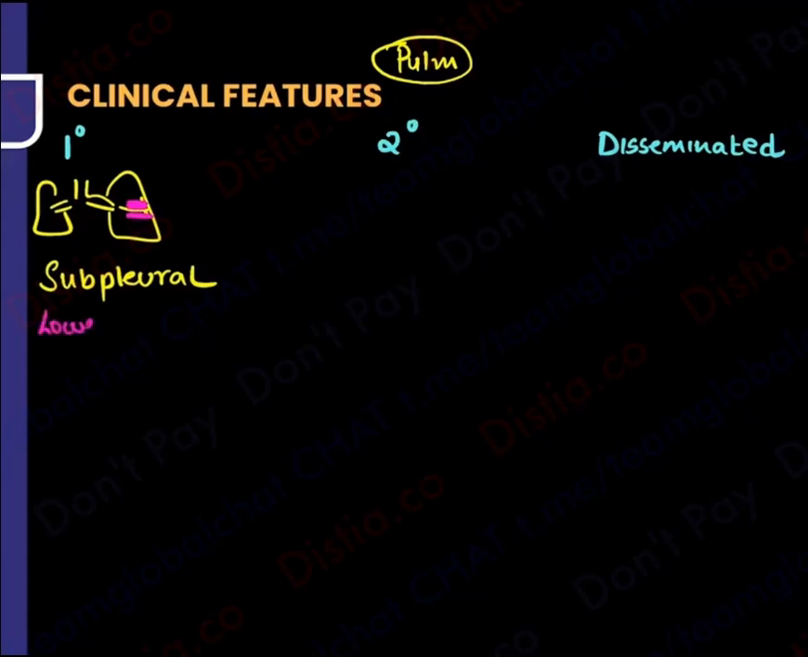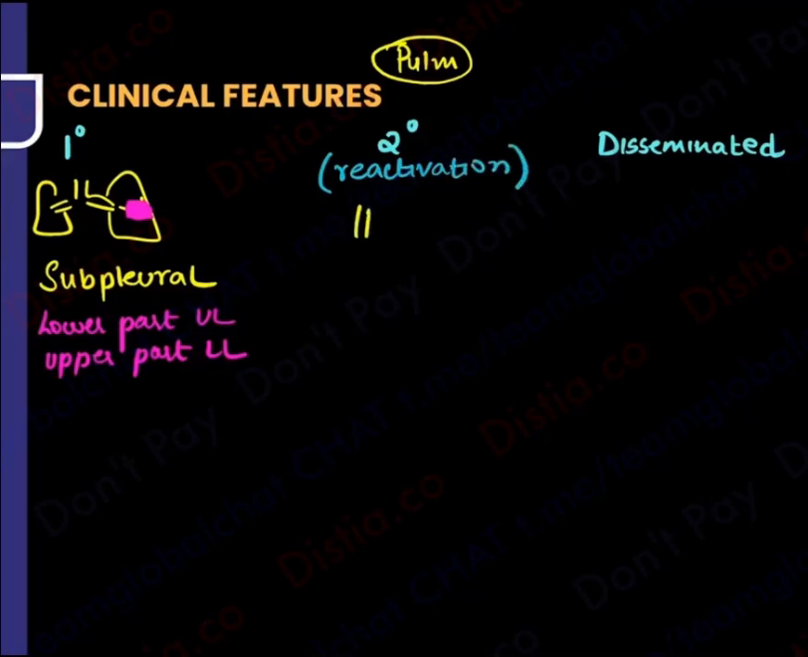So what did we say? It happens in the lower part of the upper lobe and it occurs in the upper part of the lower lobe. So this is a kind of a tongue twister, but this is the location where it's going to occur. That is primary TB. Now when we talk about secondary TB, which is basically a kind of reactivation TB that occurs, if we look at this, we will realize that this tends to occur at the apex.